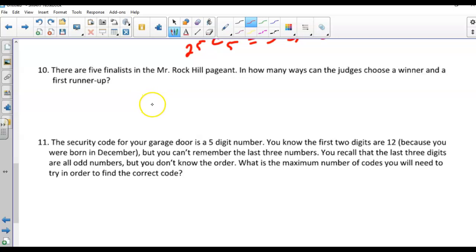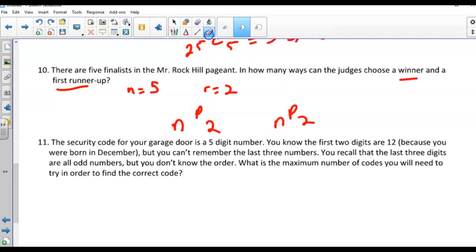All right, there are 5 finalists in the Mr. Rockhill pageant. In how many ways can the judge choose a winner and a first runner-up? So, okay. This one order is gonna matter. There's 5 finalists, and we gotta choose 2. We need to choose first runner-up and the winner. So here the order matters, right? So that's going to be 5 permutation 2. We do that, and that's going to give us 20 right there, okay?